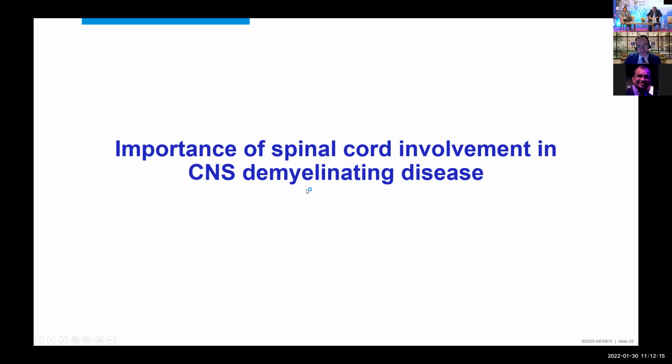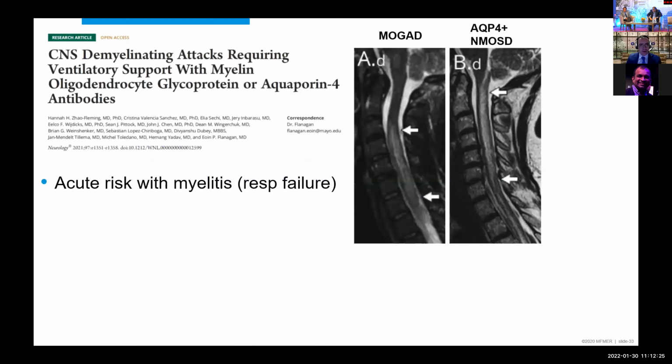So what about the importance of the spinal cord? Well, I'm a big believer that the spinal cord is very important in CNS demyelinating diseases, and I'll show you why over the next few slides. Firstly, patients with CNS demyelinating diseases who have an upper cervical lesion can be in a potentially life-threatening situation. Historically, before we had good treatments, patients with aquaporin 4 antibodies, many of whom were treated as MS, could frequently present to hospital with respiratory failure from an upper cervical myelitis.